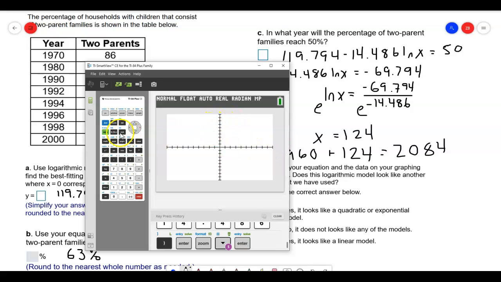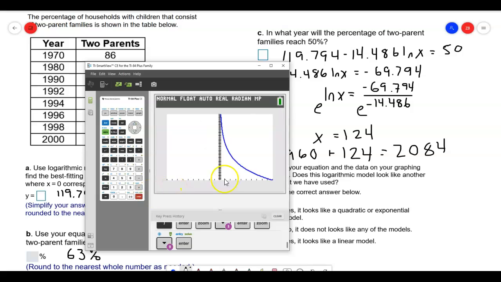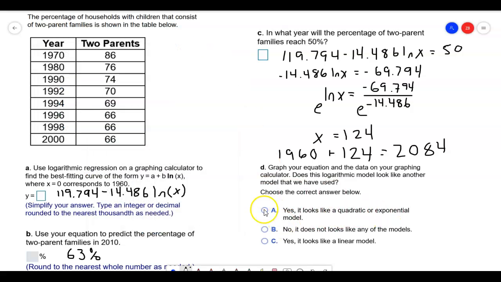And nothing's coming up on the zoom standard, so let's try a zoom fit. Zoom fit usually works a little bit better with these. And there, zoom fit works much better on this one. And as you can see, it kind of comes down from the top, and the x-axis here is going to be the horizontal asymptote, and it looks like the y-axis is going to be the vertical asymptote. So this is definitely the graph of an exponential or a logarithmic function. So that looks like quadratic or exponential function there. So that would be A.